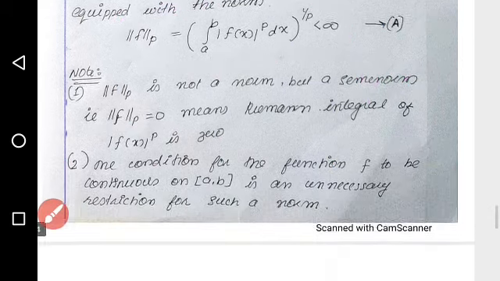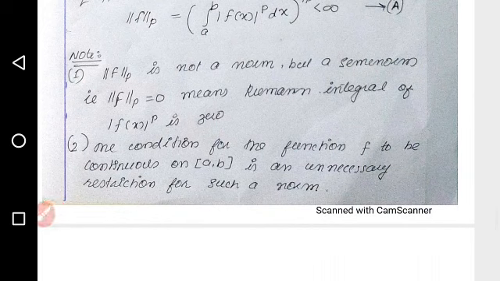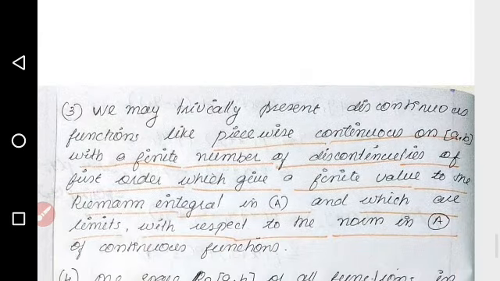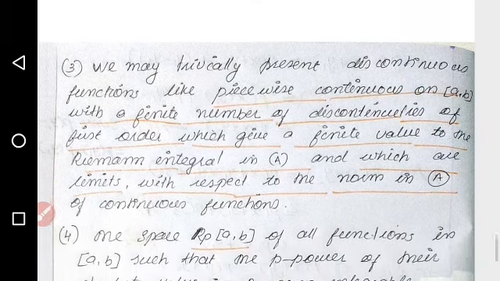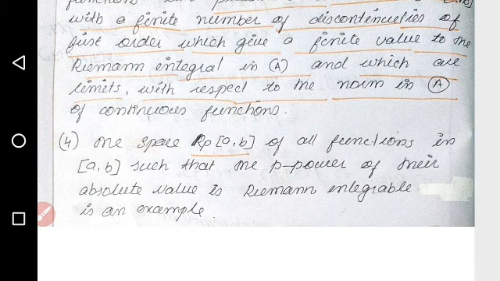The condition for the function f to be continuous on closed interval ab is an unnecessary restriction for such a norm. That is, even if the functions are piecewise continuous on closed interval ab with a finite number of discontinuities of first order, which give a finite value to the Riemann integral and which are limits with respect to the norm of continuous functions. Also, the space Rp of ab, that is, the functions on closed interval ab such that the p power of their absolute value, that is modulus of f raised to p, are Riemann integrable. That is, integral a to b modulus of f raised to p should be less than infinity.